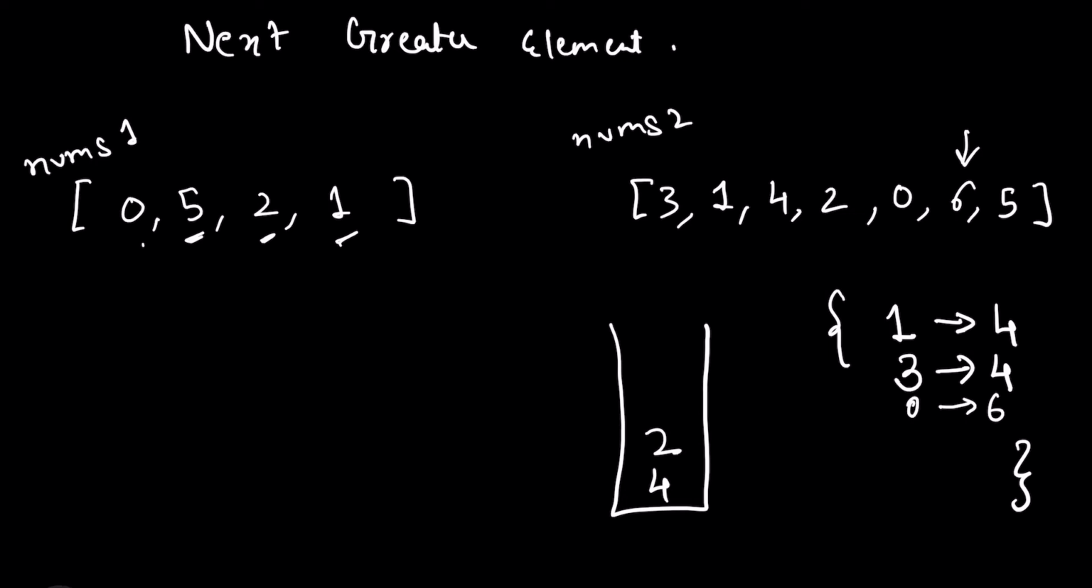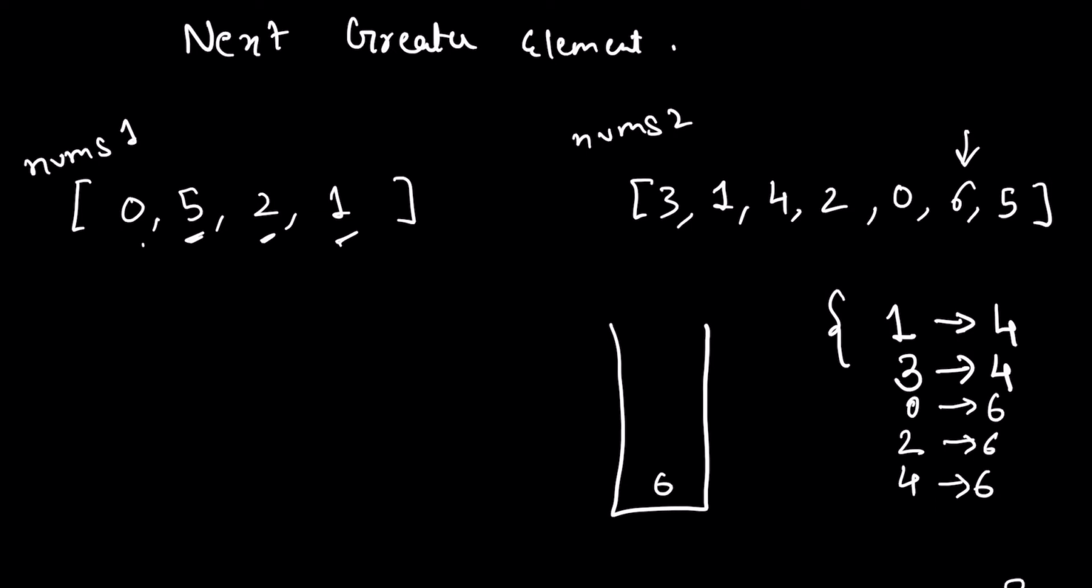Now 6 is also greater than 2. I'm so sorry. So 2 also gets popped off, and the value of 2 is 6. And 4 is also lesser than 6. So 4 also gets popped off, and the value for that is 6 again, right? I'm just going to increase my dictionary a bit. And since this stack is empty now, we just add 6 here.